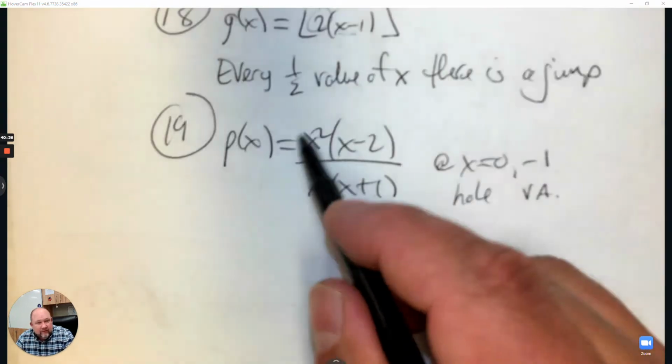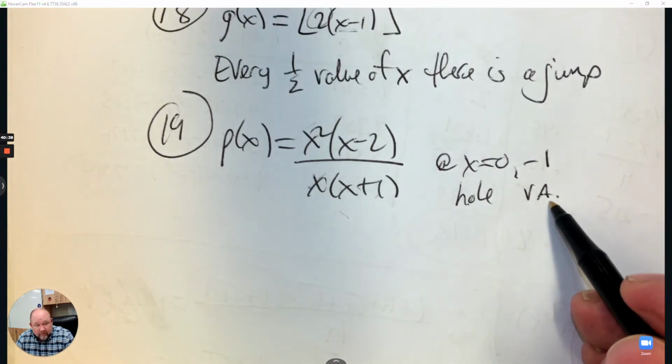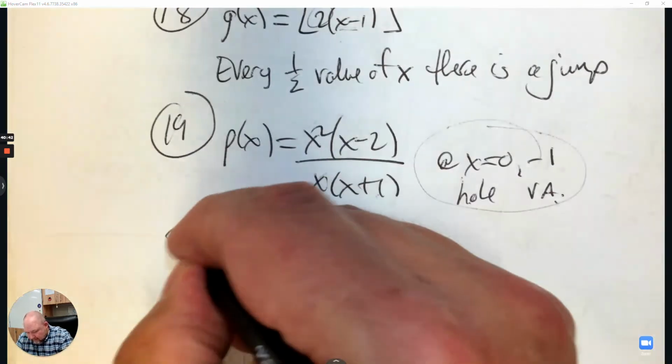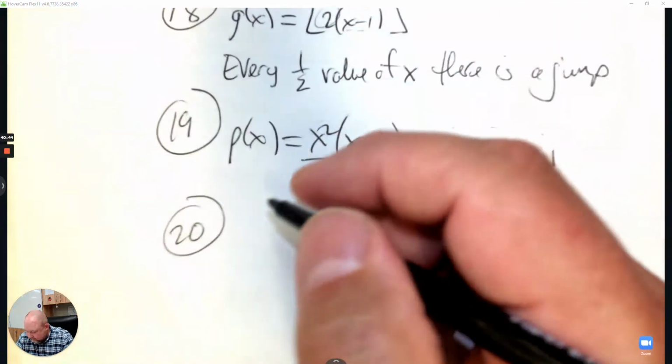So at 0, it does remove, but it's a hole. This is a vertical asymptote. If it's a discontinuity, the limit can exist at a hole, but not a derivative. Number 20.